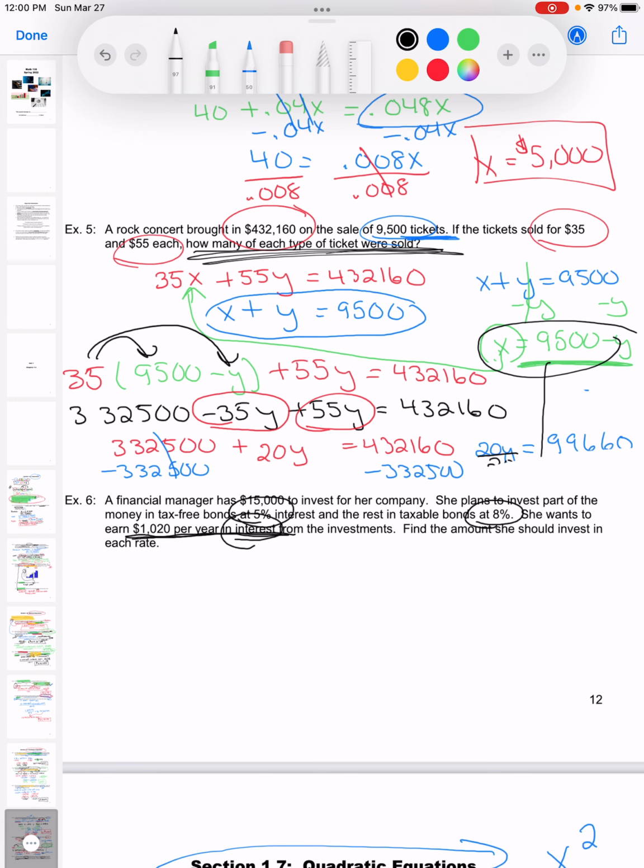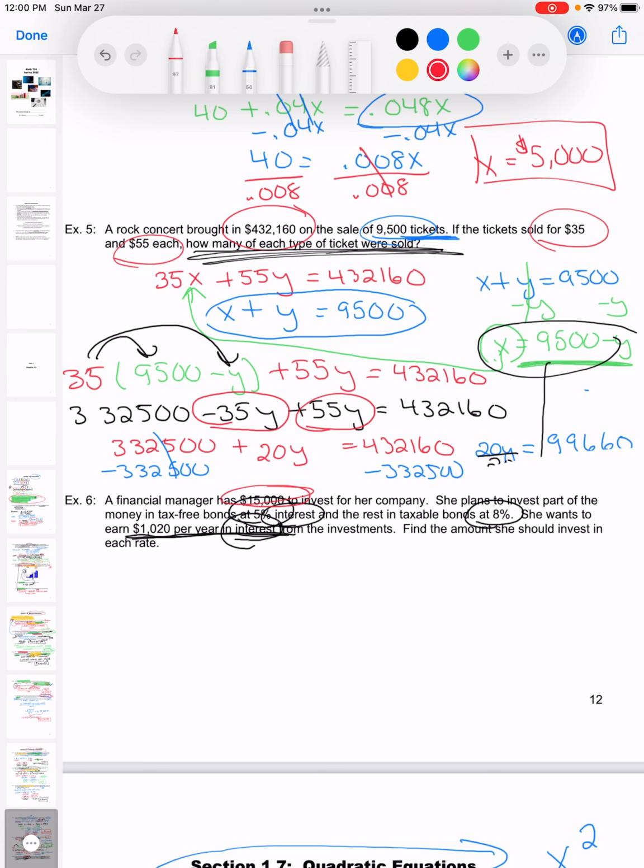If you look, it's interest, and the rest of that interest is in that 8%. So those three, the 5%, the 8%, and the 1,020 are all going to go together. And then that 1,500 is going to go in another one. So see if you can set up the two equations that would go for this one.